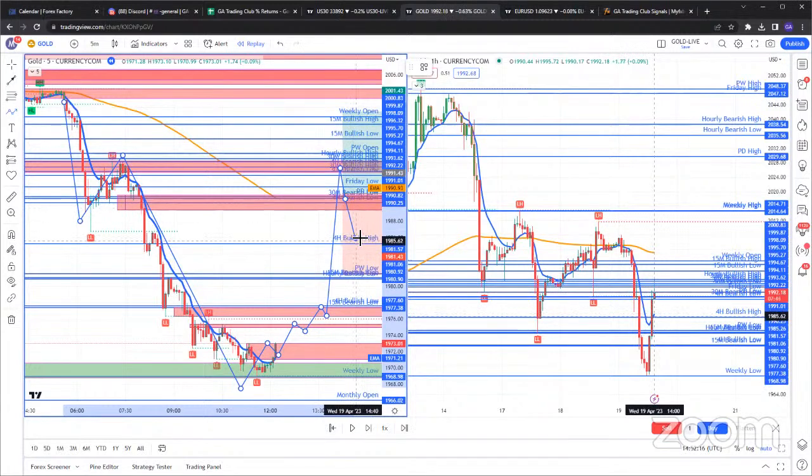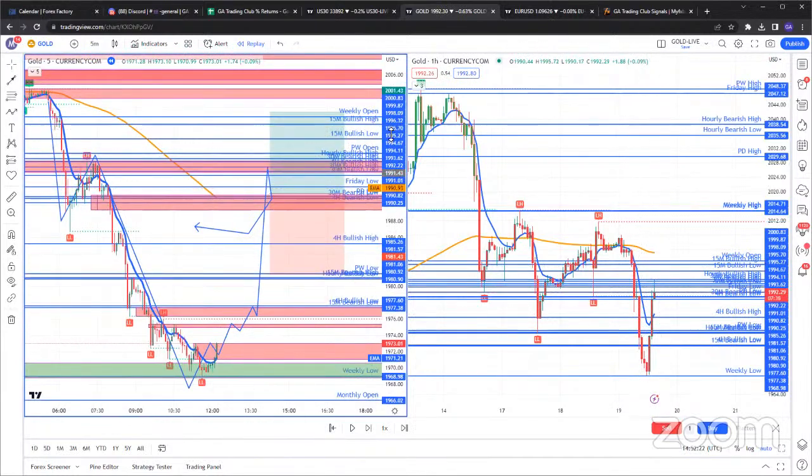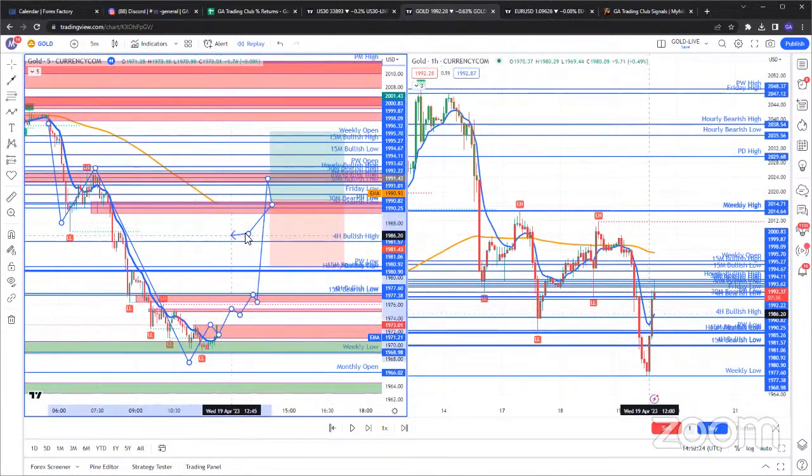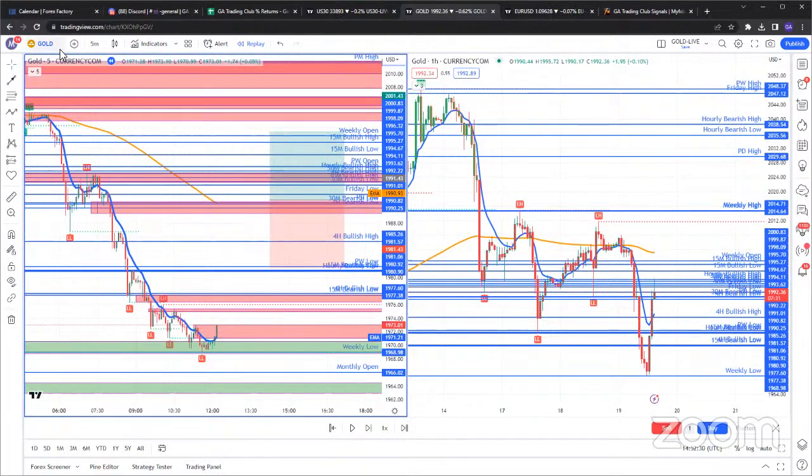because this zone structure does not always have to be completed. Structure does not always have to be completed, but more times than not, it is completed. So right here, I did say, look for a long. Right here, get this supply, and then gold comes around here.